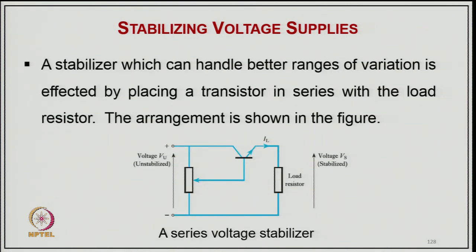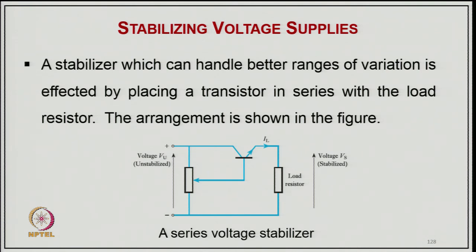So, a stabilizer which can handle a better range of variation is affected by a transistor in series with the resistance in this arrangement. This is the arrangement normally used for DC supply stabilization. Here we operate the transistor as an amplifier, and this is the stabilizing circuit, and we expect the load voltage to be constant here, and this is the unstabilized voltage. Accordingly, as the input voltage varies, we connect a base current which we amplify, and the voltage across the transistor, VCE here, goes on changing. As the input voltage varies, this drop also varies, so that the output voltage across the load remains well stabilized and constant. So, this is used as a transistor amplifier.